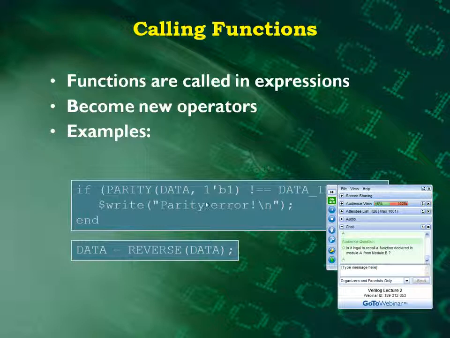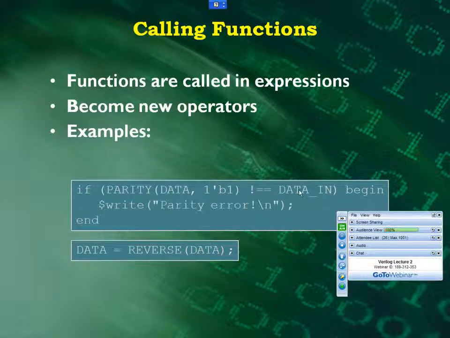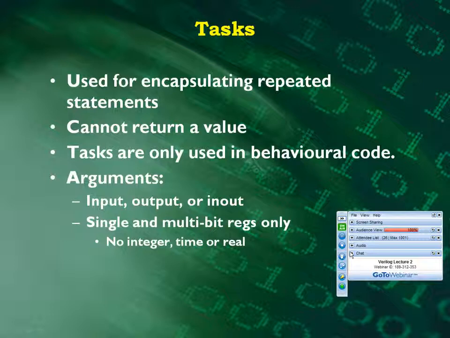So here we have a couple of examples. If we called the function, and remember it returns the value right here. When you call it, there's going to be a return, and so we're comparing it in this case to data in. We're using the identical operator and determining whether we have a parity error or not. So that's just calling the function. It returns the value right there, and we're doing a comparison. Here we're assigning it to data, the value returned by the function reverse. So these are a couple ways that you can use it.